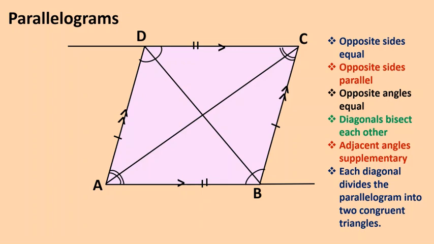So what is the basic feature of a parallelogram? Opposite sides equal and parallel. Opposite angles also will be equal. Okay. So you have to remember all these. Diagonals bisect each other, all that.